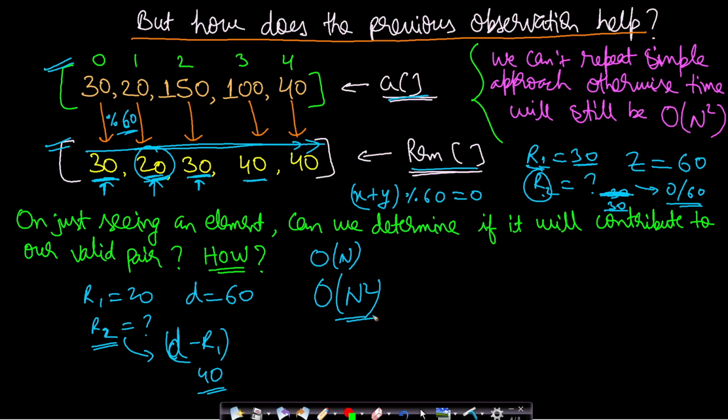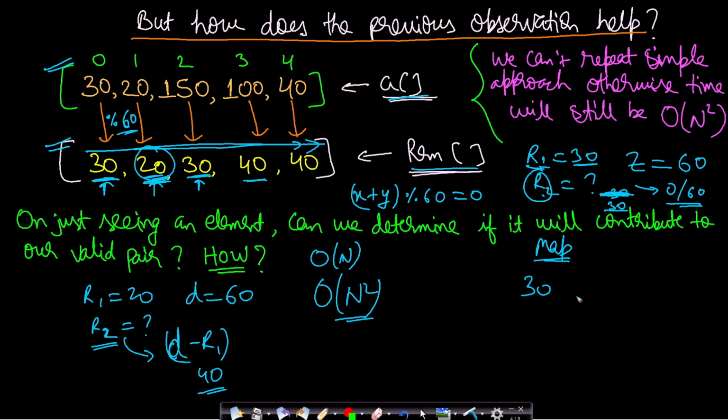So this is exactly the same time which we did using the simple approach. But how do we improve the time here? You can see that there is a data structure which is optimized for searching an element in an array, and that data structure is nothing but a map.